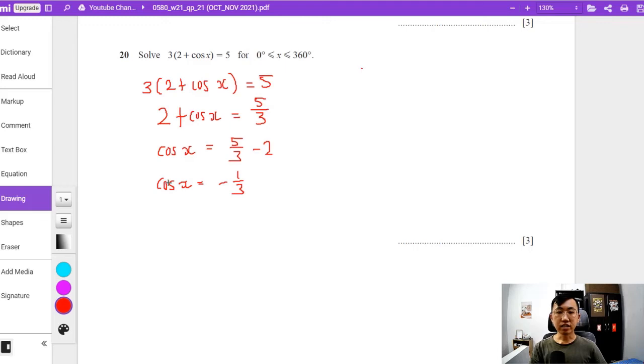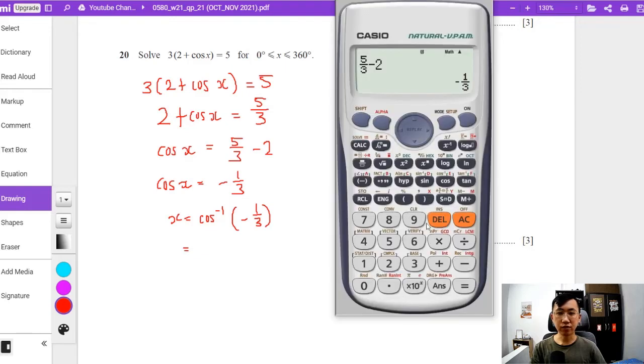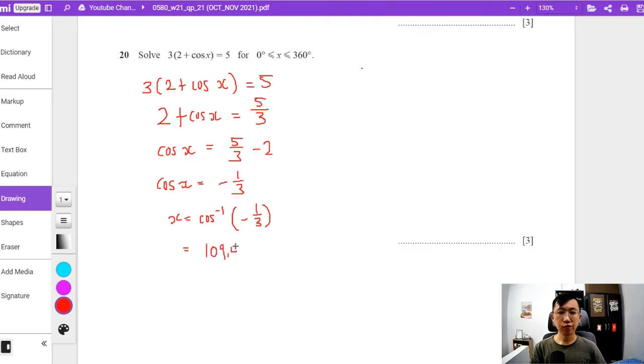Alright, next step is to solve for x, right? I'm going to shift cos towards the other side to become like this, inverse or shift cos, negative 1 over 3. Alright, find out what's the value of x, the first answer. So shift cos and press answer. Alright, find out 109.47. So 109.47 is your first answer already.